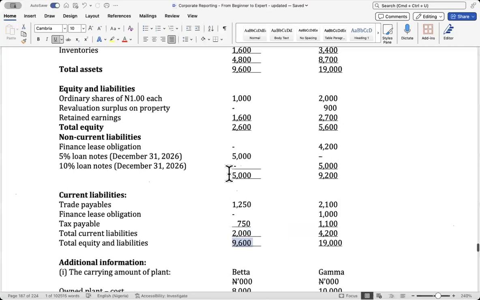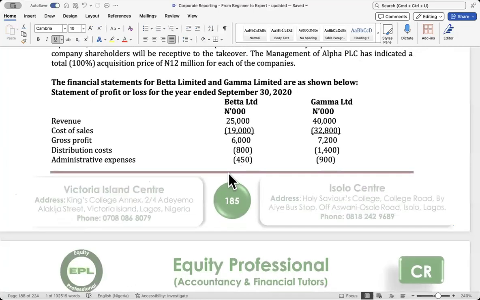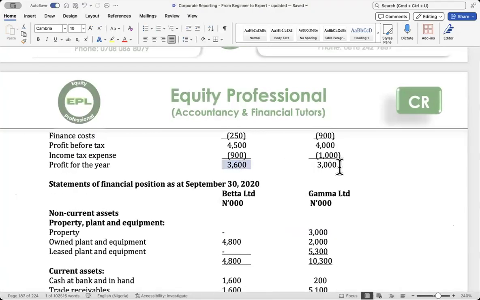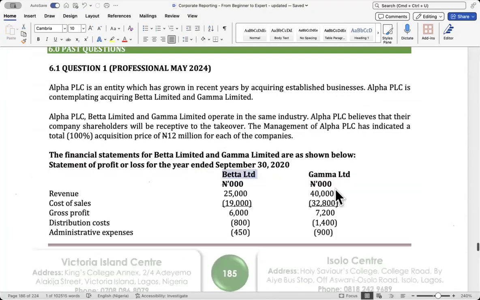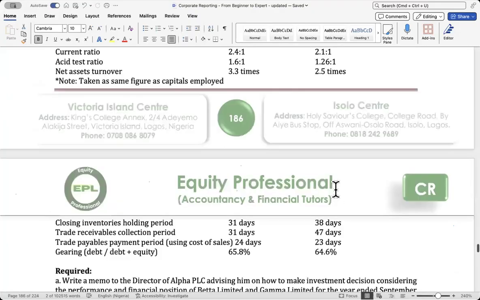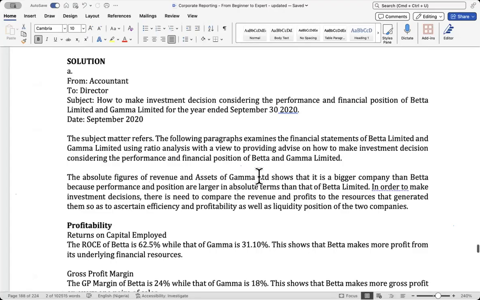So I know immediately that Gamma is a bigger company, even though from looking at the absolute profit, you find out that Beta seems to be more profitable. So that will form the basis of my next paragraph. I said that the absolute figures of revenue and assets of Gamma Limited show that it is a bigger company than Beta, because performance and position are larger in absolute terms than that of Beta.